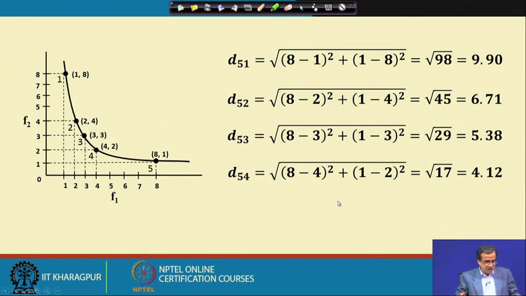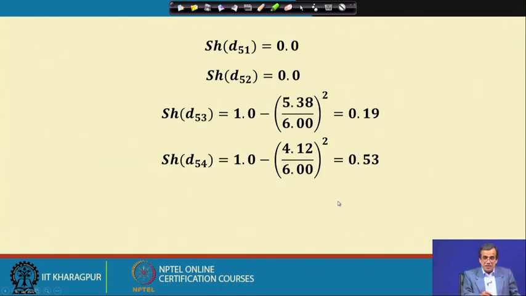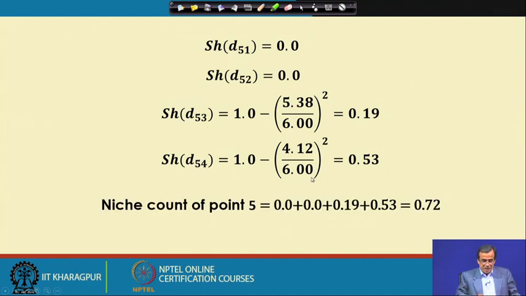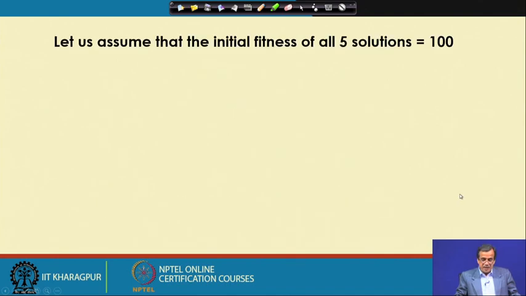Now, if this is the situation, very easily I can find out the sharing function value for the distances between 5 and 1, 5 and 2, 5 and 3, and 5 and 4, and if we just add them up, we will be getting the niche count for 0.5, and this is becoming equal to 0.72. Now, we have calculated the niche count value for all the 5 points which are lying on the rank 1 front. Now, let us assume that the initial fitness for all 5 solutions is equal to 100.